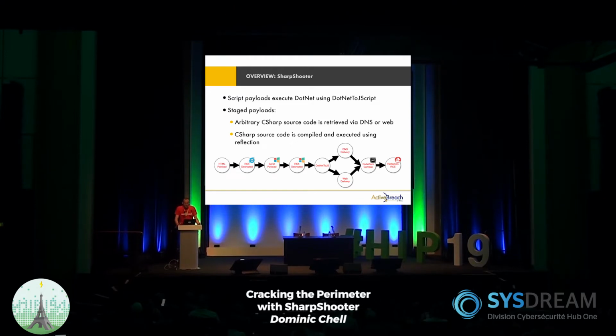In a staged payload scenario, the payload that's executed will actually be some C# source code, and it's retrieved via web or DNS delivery, as you can kind of see on my little diagram here. So when the DotNetToJScript executes, it uses DNS or web delivery to retrieve some C# source code. It then compiles it on the host using the .NET CodeDOM compiler and uses reflection to execute it. And that code could be anything. It could be something that stages an implant into memory. It could be Mimikatz. It could be whatever you want it to be.